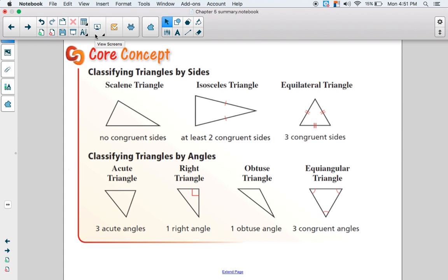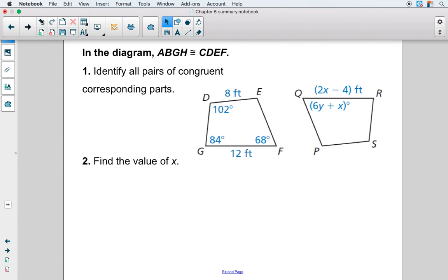So this should be a familiar slide. We looked at it at the beginning of our chapter. Please know the names of these triangles and what makes them those type of triangles. Here'd be a little example perhaps of finding congruent parts, congruent angles, listing those parts, finding angle measures or side lengths of congruent pictures.